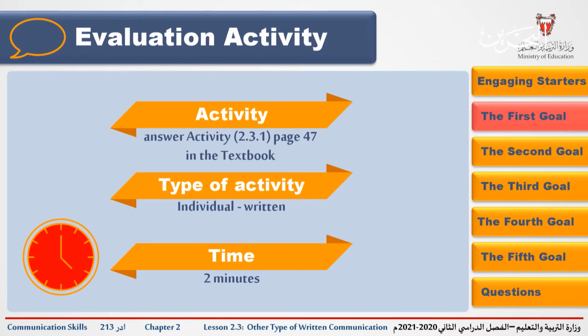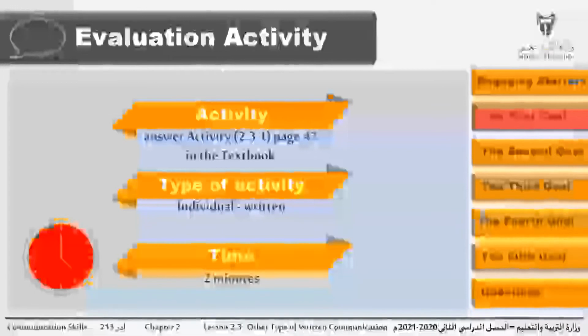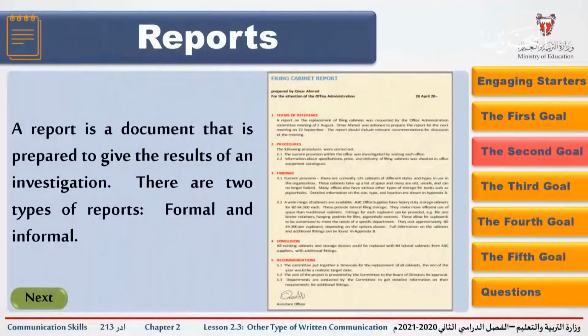Reports. A report is a document that is prepared to give the results of an investigation. There are two types of reports, formal and informal. The image in front of you is an example of a formal report. You will find this in page 49 in your textbook, figure 2.3.3.